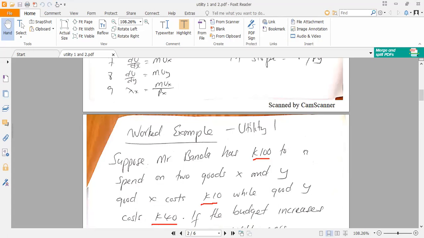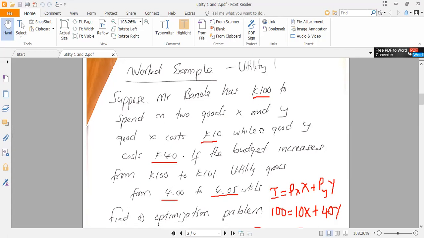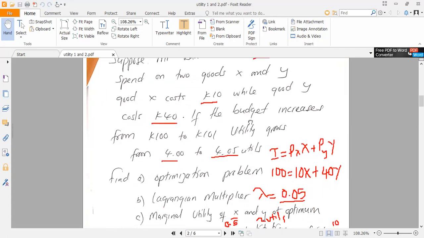Mr. Banda has 100 kwacha to spend on 2 goods, X and Y. Good X costs 10 kwacha and good Y costs 40 kwacha. If the budget increases from 100 kwacha to 101, his utility will increase from 4.0 utils to 4.05 utils. So already the difference from 4 utils to 4.05 is called lambda. The budget is 100, so that is our I. The first question is to find the optimization problem.